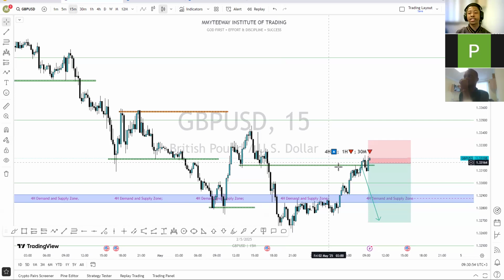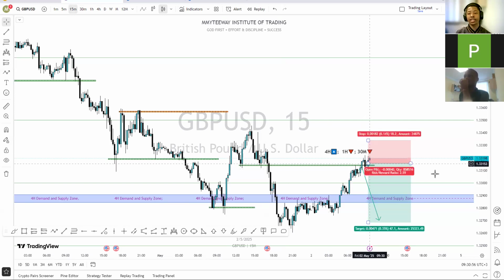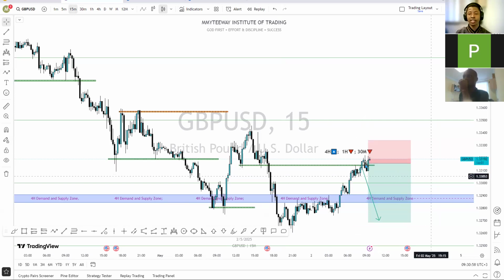We had our entry signal right here. Although we entered here because we were late to come on the charts, our entry signal was this bearish engulfing candle, which engulfed this small bullish candle right here. That was our entry signal.